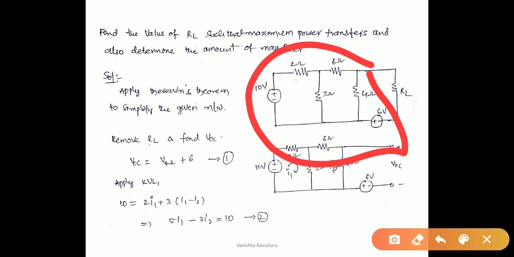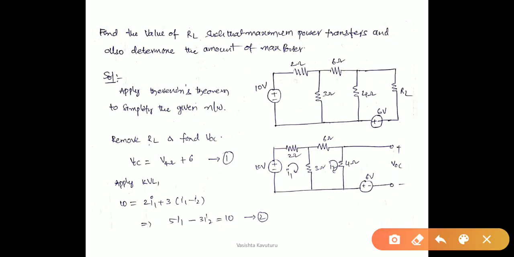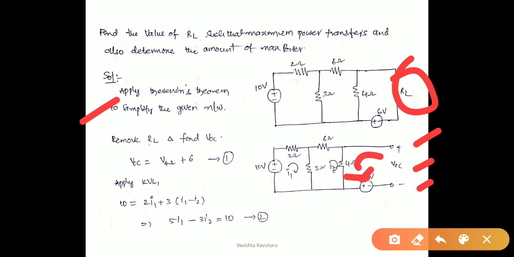To calculate the Thevenin voltage and Thevenin resistance, we have a procedure. First, to calculate the Thevenin voltage, we have to remove the load and then calculate the open circuit voltage. If you remove the load resistance, an open circuit is formed with polarity plus minus and VOC. If you apply KVL in this loop, you get VOC equal to the voltage across the 4 ohms plus 6 volts. Let this be equation number 1.